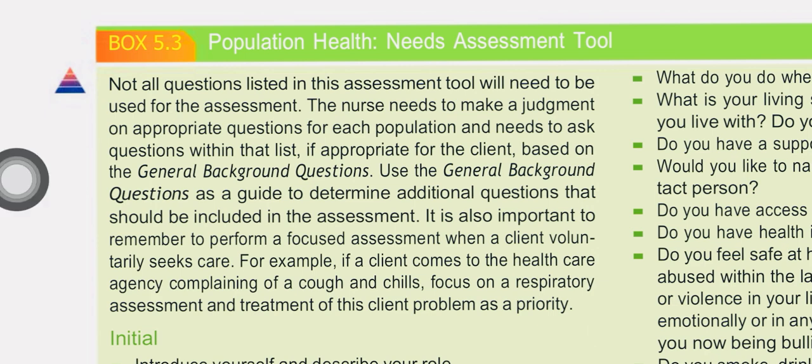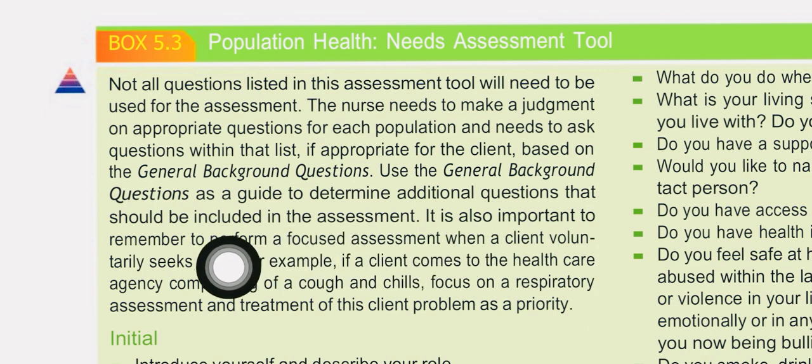So guys, we start. Not all questions listed in this assessment tool need to be used for the assessment. The nurse needs to make a judgment on appropriate questions for each population and needs to ask questions within that list, if appropriate for the client. Based on the general background questions, use them as a guide to determine additional questions that should be included in the assessment.